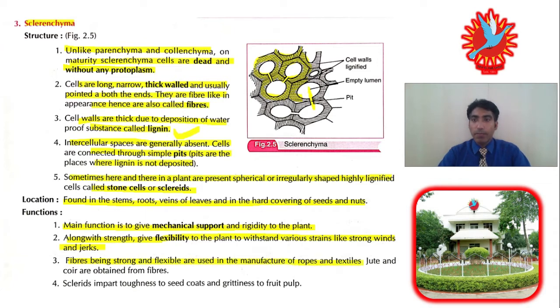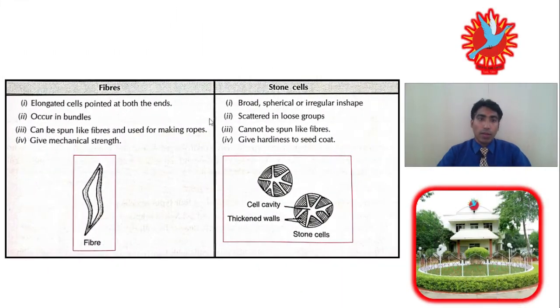You must have seen the coconut husk. So these are made up of fibers, sclerenchymatous tissue. Jute and coir are obtained from the fibers. Sclerites impart toughness to the seed coat and grittiness to the fruit pulp. Okay. So here the main components of the sclerenchymatous tissues are these two, fibers as well as stone cells.